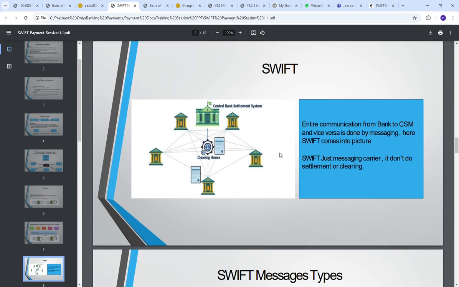Now the third one is message sending. All the banks and the clearing systems are bound together using the bank system, and you can see the threads, right? Every bank is bound to each other, every bank is bound to RBI, bound to the clearing house. So this is the thread network. The entire communication from bank to CSM and vice versa is called SWIFT. It's a messaging system.